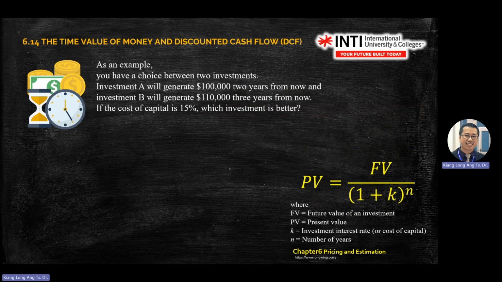Okay. So another example. If you have 2 choices of investment, investment A generates 100,000 in 2 years from now. Investment B gives you 110,000. If the cost of capital or interest rate is 15%, which investment is better?